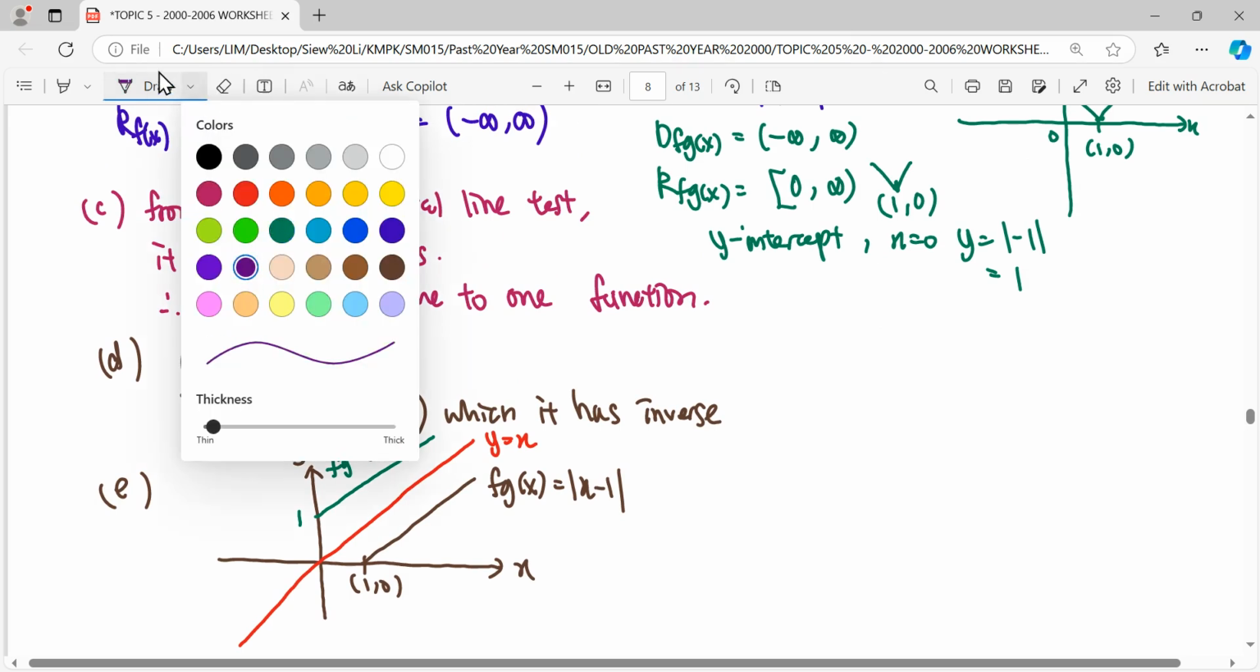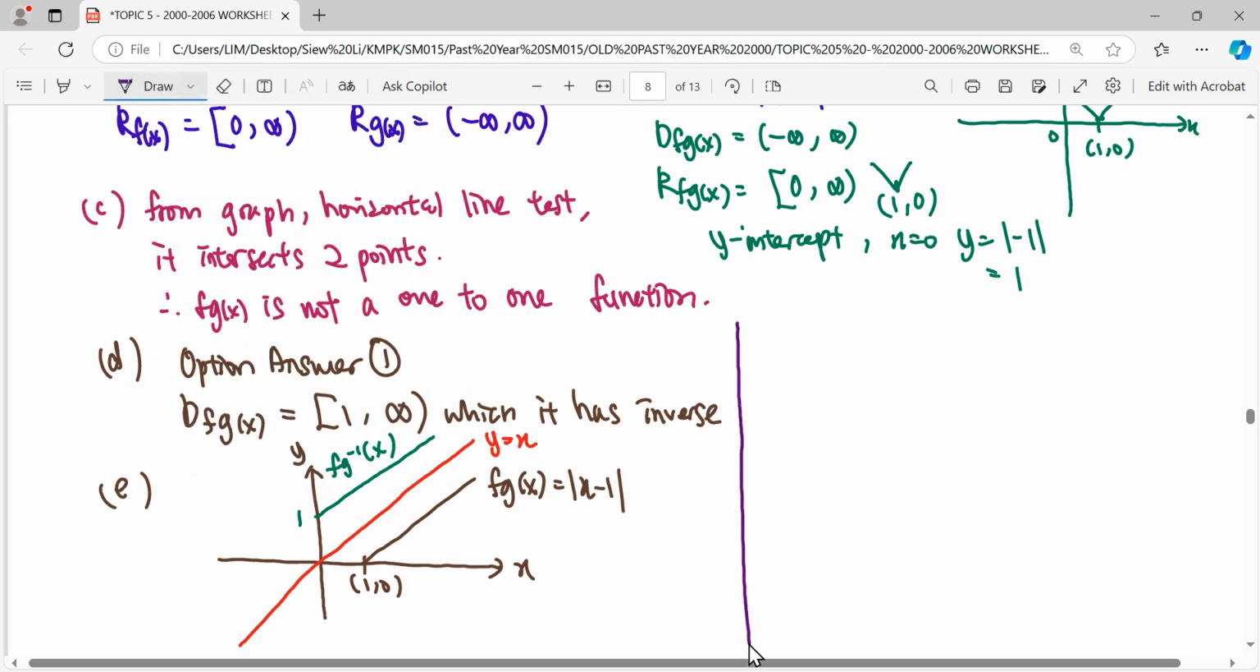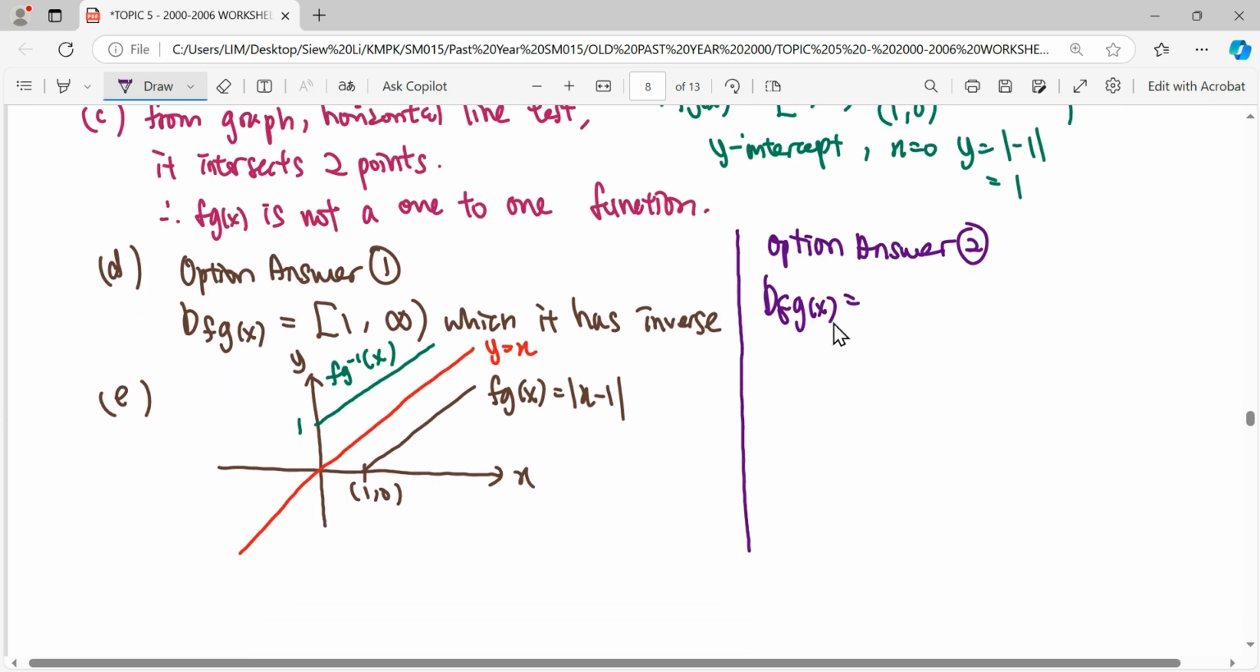So we do have another option of the answer. Let's say we can also choose the left hand side. So answer number 2. The domain of fg(x) I'm going to select is the left hand side. So the left hand side will be negative infinity up to 1 only, which will have an inverse. Then we draw it. Question E.